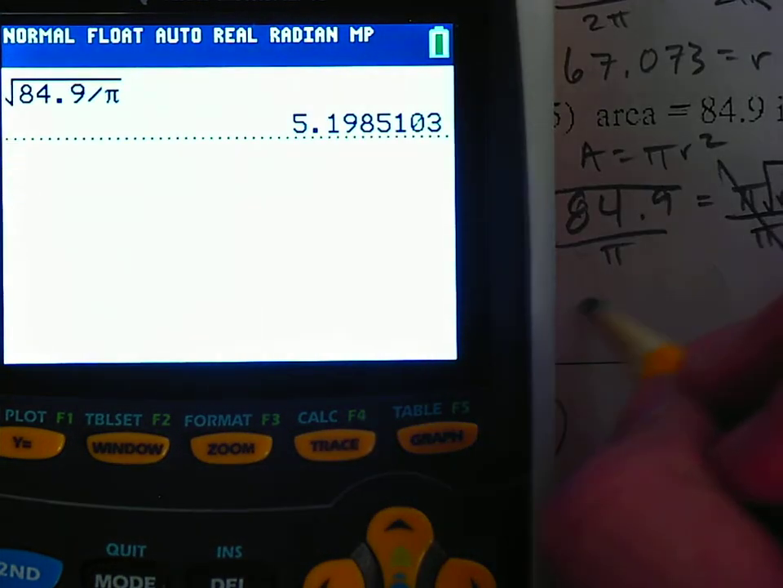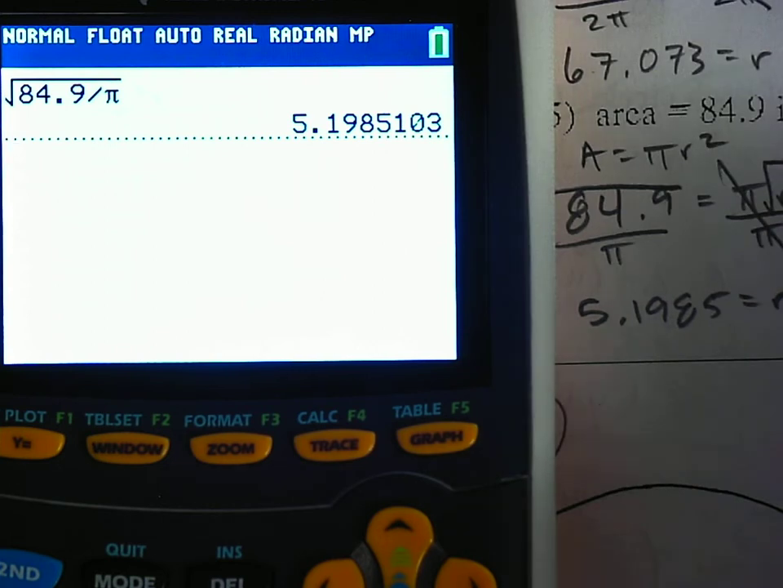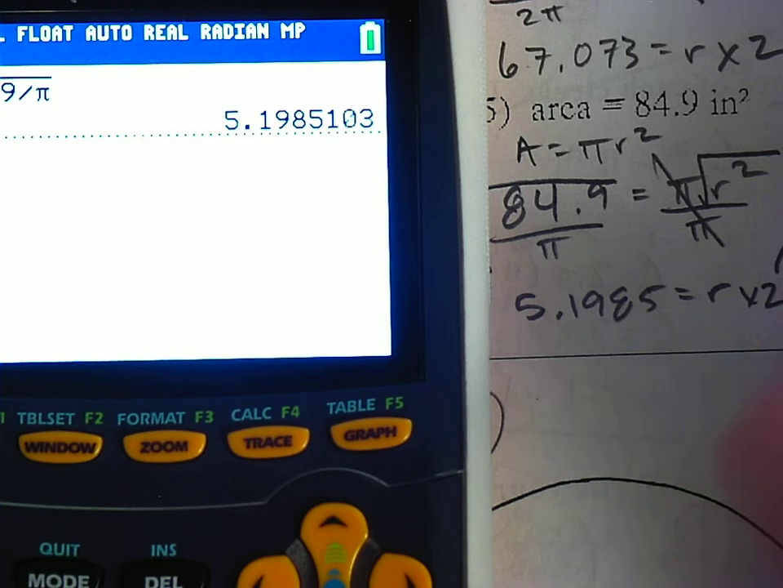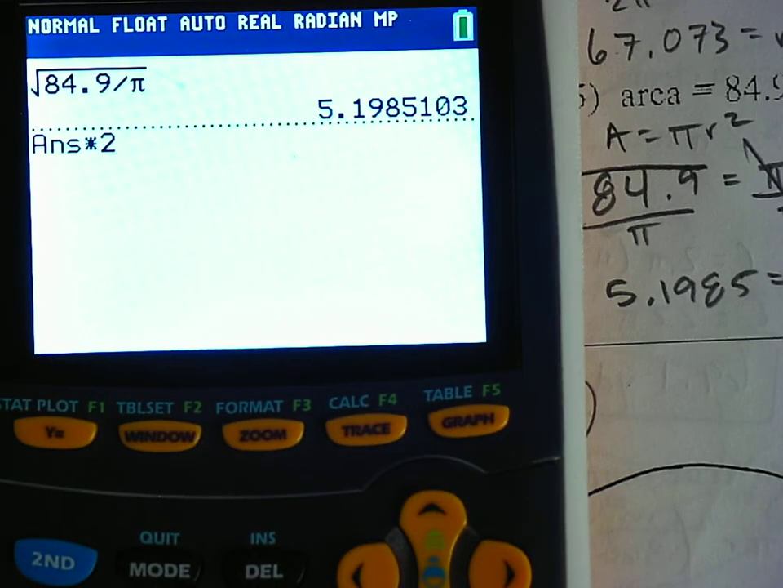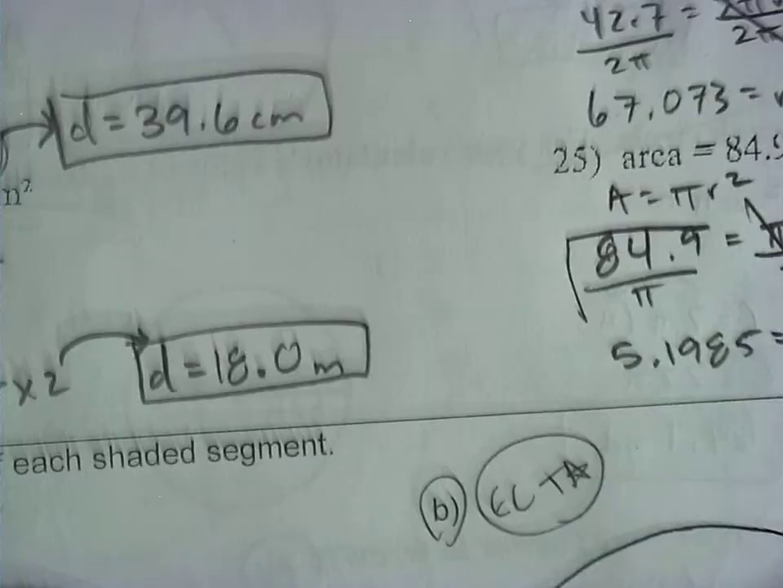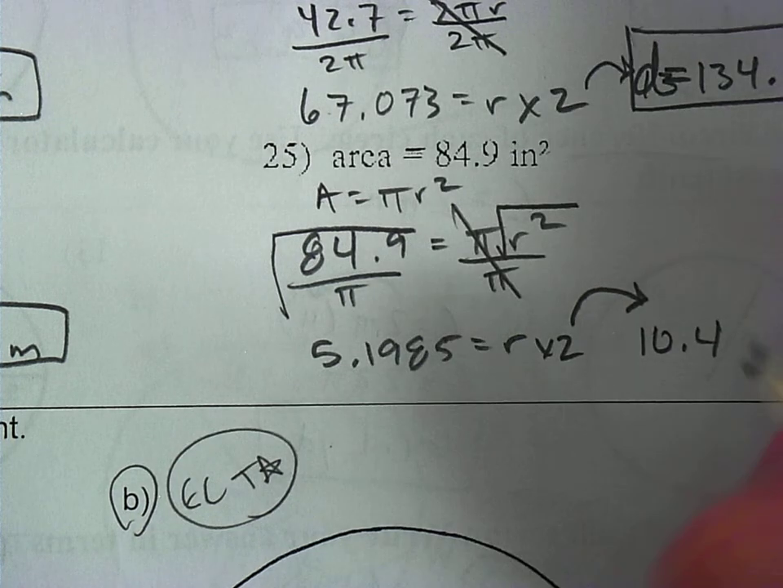And it gives us that decimal, 5.1985 equals r. And then we're just going to times it by 2 to make it our diameter. So just hit times 2. 10.4. 10.4 inches.